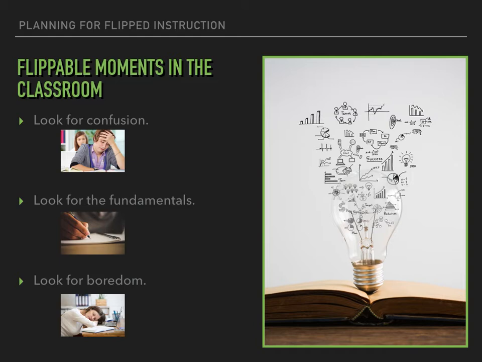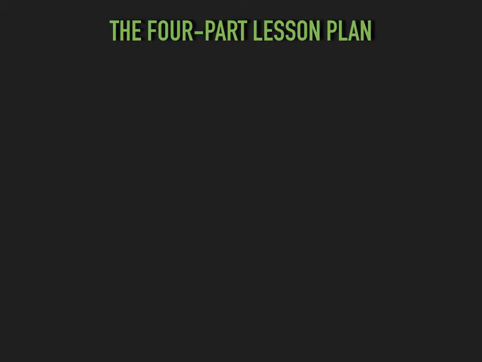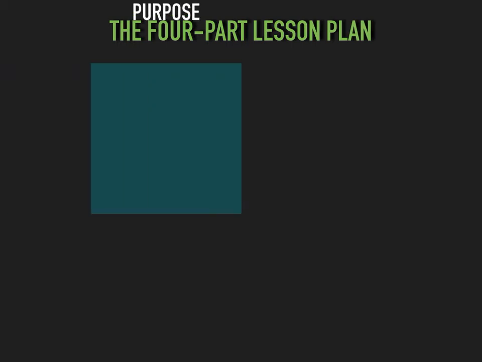do in class. To help us with planning, we're going to look at a 4-part lesson plan. The first part is purpose. What is the purpose of your lesson? It may seem like an obvious answer to you, but most students will need to know the goal. Ask yourself, what should students be able to do at the end of the lesson? Focus on the lesson you are flipping, not the whole course.